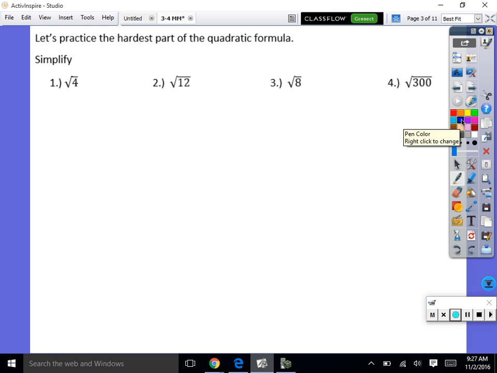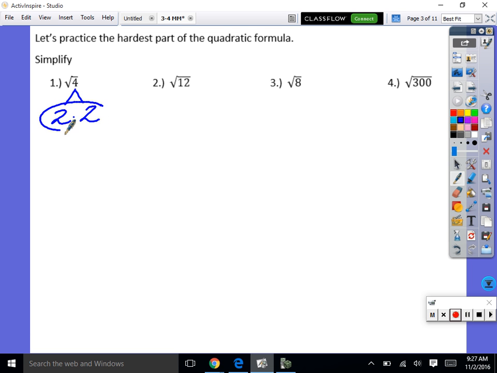So look at number 1. If I said to you, simplify the square root of 4. So what we would do is break it down into its factors. Factors mean what multiply to be 4. So 4 is 2 times 2, correct? So then because it's a square root, we're pulling out groups of 2. Right, everybody? If you can't do this, you cannot do the quadratic formula.